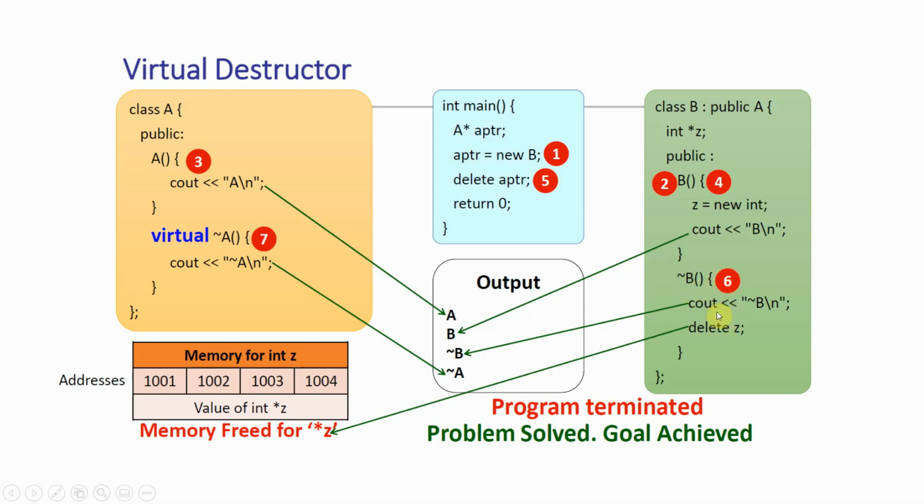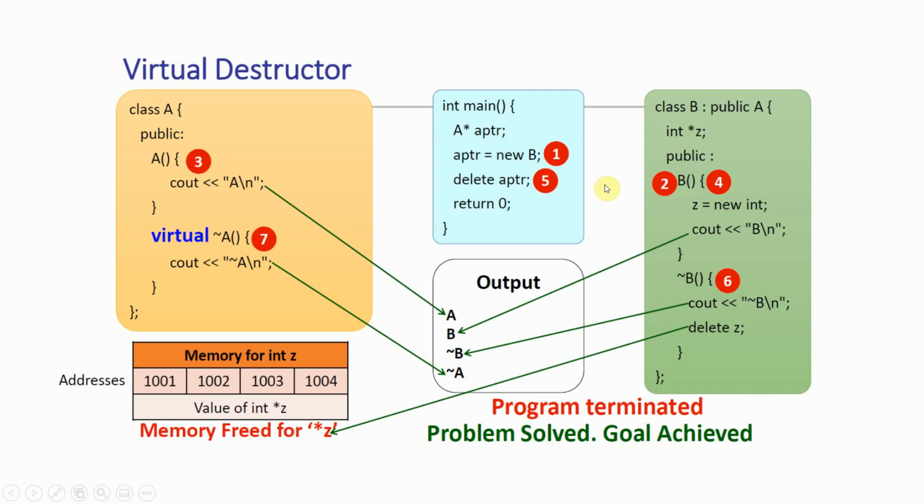So it's gonna finish this one. It's gonna delete that dynamically allocated integer. It's gonna print tilde b as well. And you remember that once the destructor for the child class finishes execution, it's gonna automatically call the destructor for the base class. So it's gonna print tilde a at the end as well, right? The constructors go from top to the bottom, destructors go from bottom to the top. Okay, so that's the concept of virtual destructor.